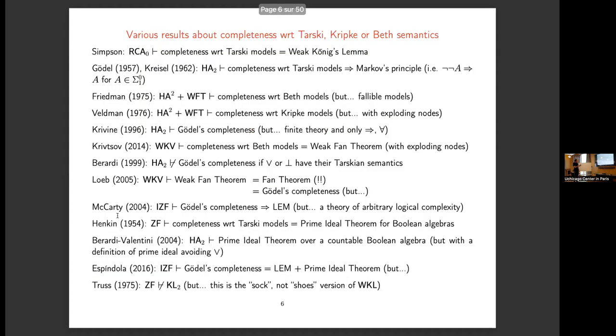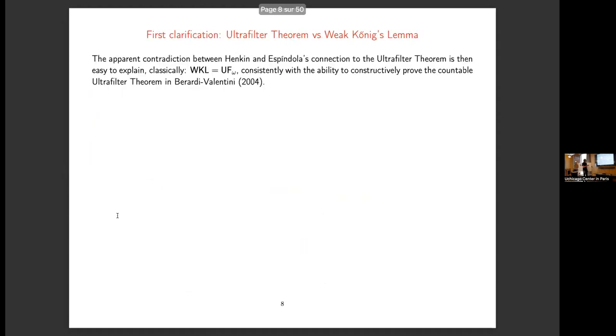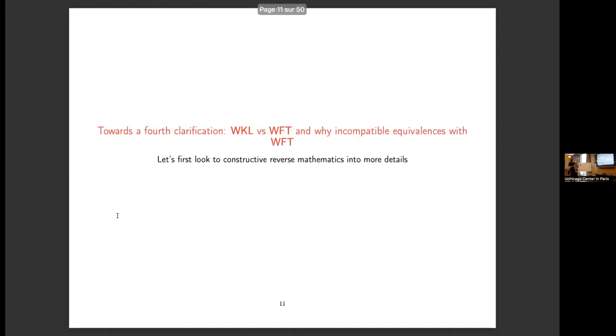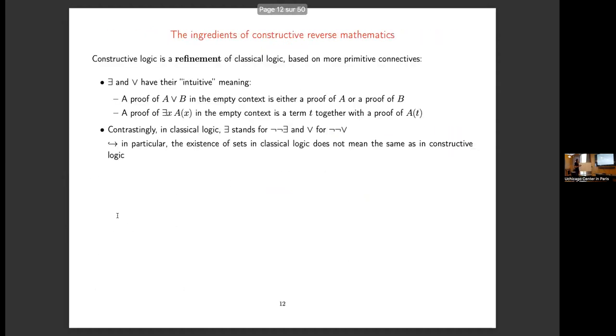Why here do we sometimes add, or why don't we need, formally, the weak fan theorem, the contrapositive of König's lemma? Why do we need it here? Okay, I explained it's also related to the disjunction, but let's make this more precise. Can you remind me what the weak fan theorem is?